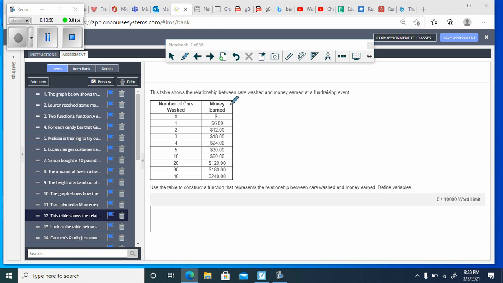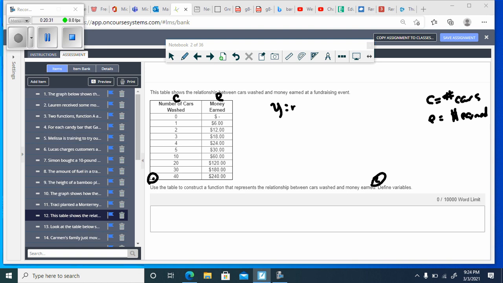This table shows a relationship between cars washed and money earned at a fundraiser. Use the table to construct a function that represents the relationship. Define your variables. Two things to do, right? Okay. So what if I call this C the cars and M the money, or we can put E as earnings, okay? C is equal to number of cars. E is equal to money earned.